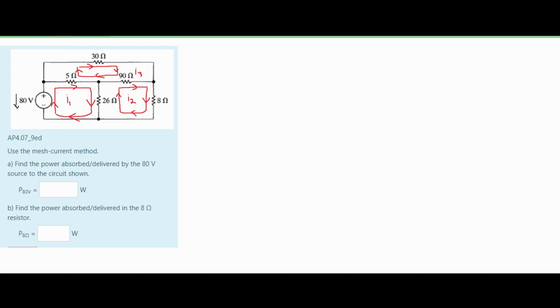Now we can start first by getting the first equation. So we're going to look at this first part right here. We have the voltage, which is at 80 volts, in opposition with our current flow. So it's going to be a negative. We're going to have a negative 80 volts. Then we're going to have a plus, and then we're going to add all of our resistors together because they're in series for this particular part. So we're going to have a plus 31 ohms, and this is for I1.